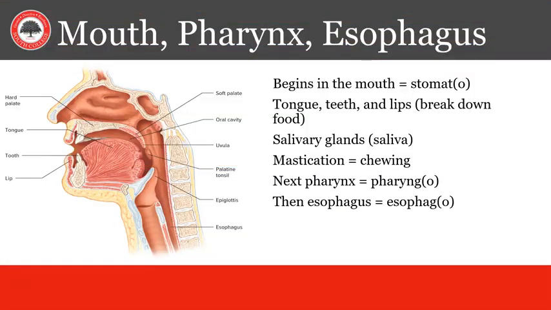Digestion again begins in the mouth or stomato. The food is chewed by your teeth, crushed by the gums and lips. Saliva is added from the salivary glands, which adds enzymes that begin to break down complex sugars to more simple ones. Mastication is the process of chewing. Remember, pharyngo refers to the pharynx, and esophago refers to the esophagus.